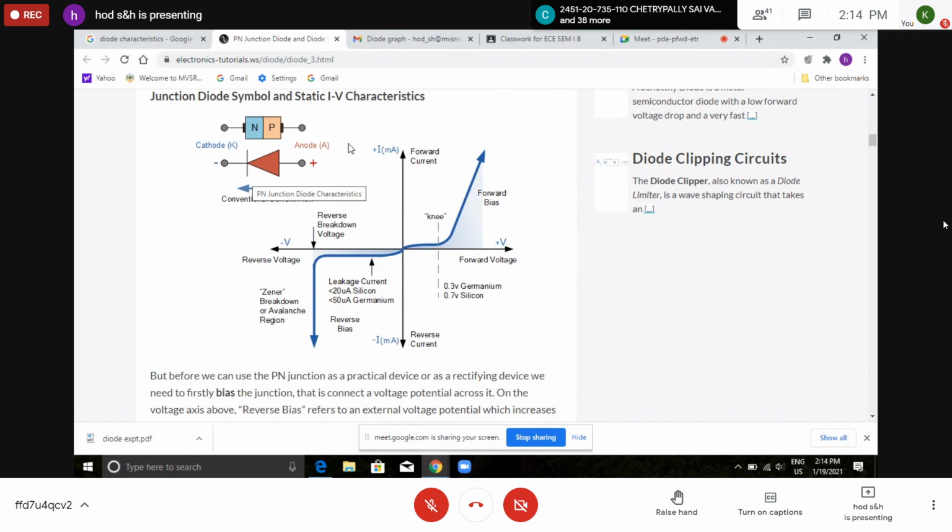Then you should select a diode, and the breakdown voltage will automatically appear in the control panel. Now you have to fix the resistance. Generally, in forward bias the resistance is around 100 ohms, and in reverse bias it will be around 1000 ohms.